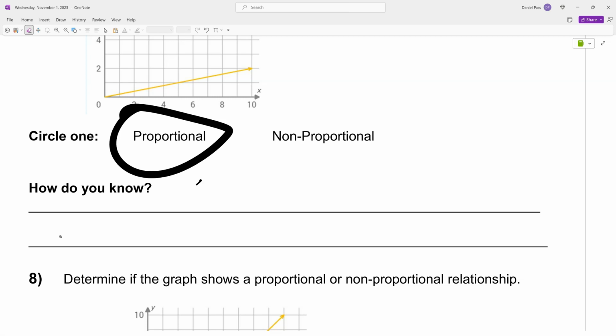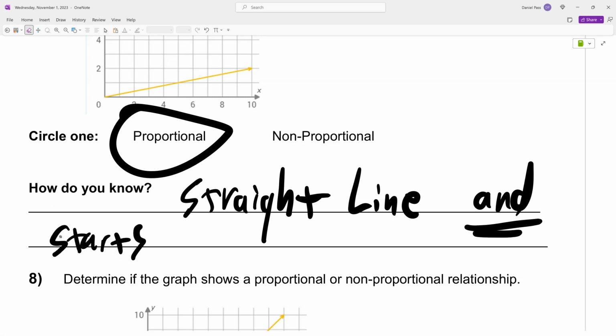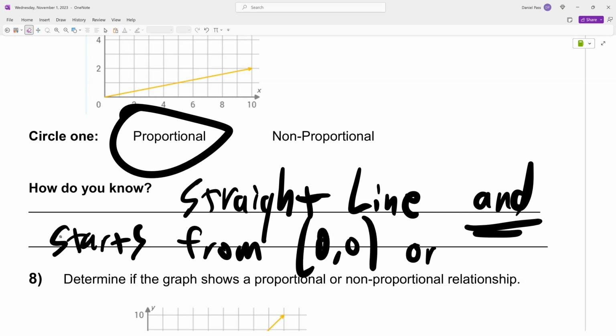Because it is a straight line and it starts from the origin. Exactly. Good job. Straight line and starts from the origin. Now you could also say starts from 0, 0 or the origin.